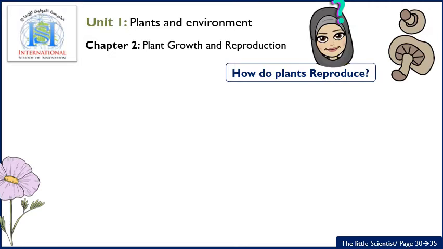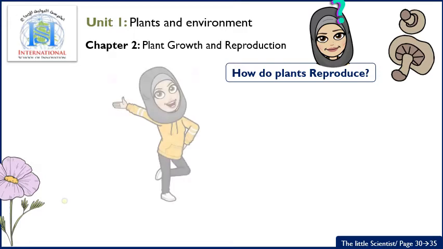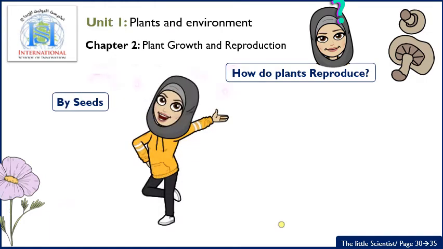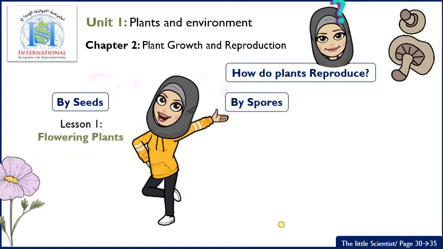We saw that there are two ways of plant reproduction. Some plants reproduce by making seeds. Some others reproduce by making spores. That's right. There are two groups of plants that reproduce by seeds. The first one, the flowering plants. Flowering plants are plants that grow seeds in their flowers.